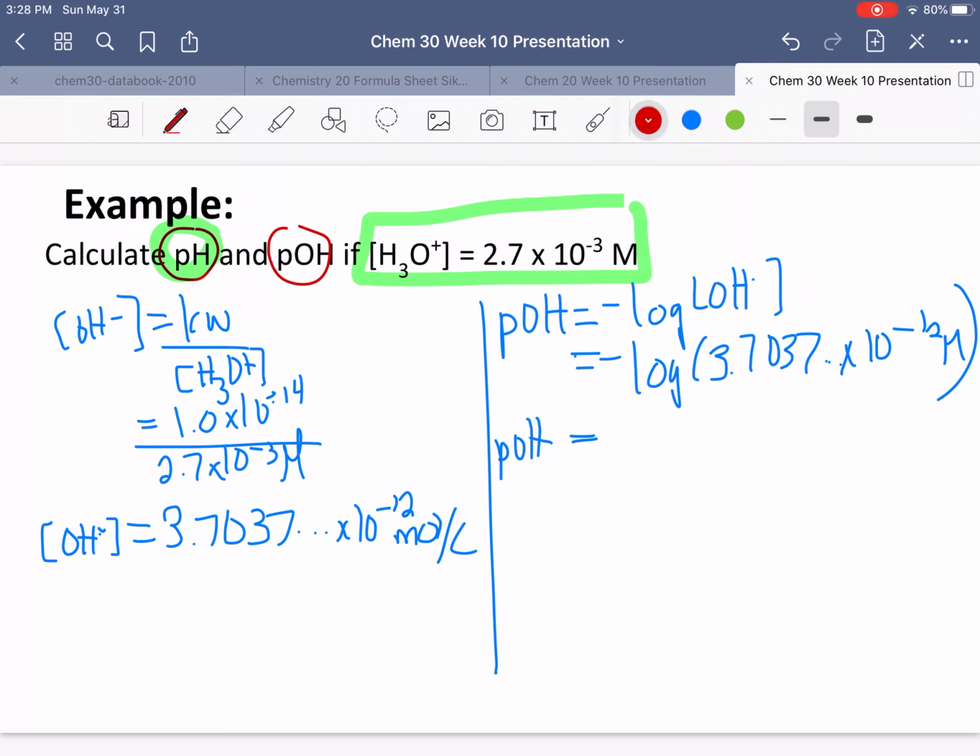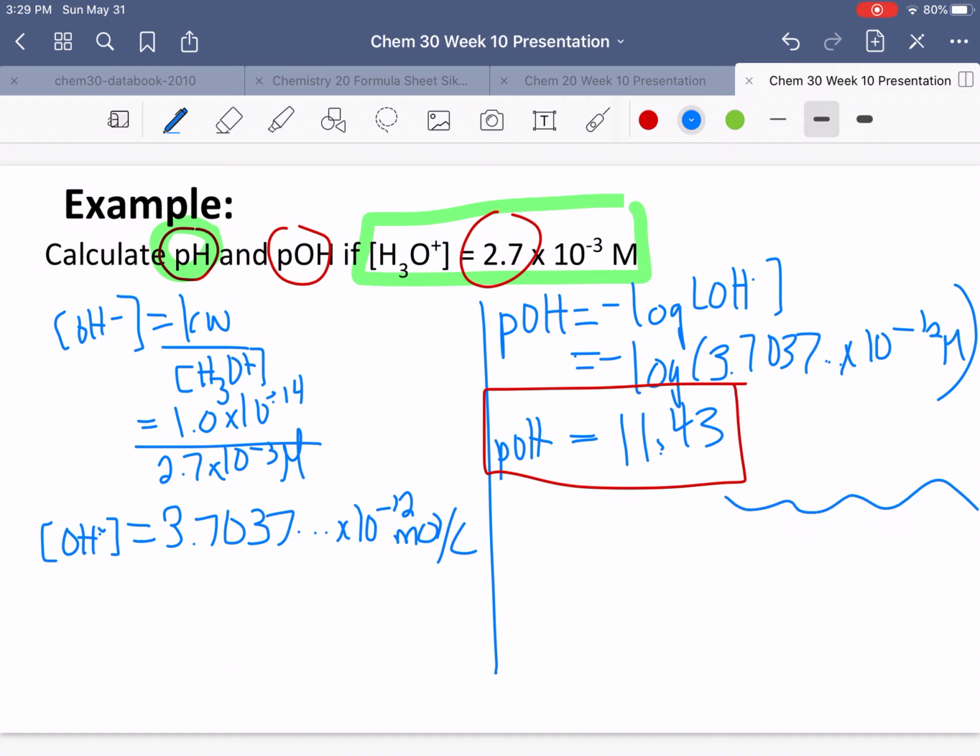Now be careful here, 2 sig digs, so my answer has to have 2 sig digs, which means 2 digits after the decimal, 11.43. There's one of the things we've been asked to find. Now here you've got options. Potentially what we could do at this point is we have pH. And maybe we would have done this first, right?